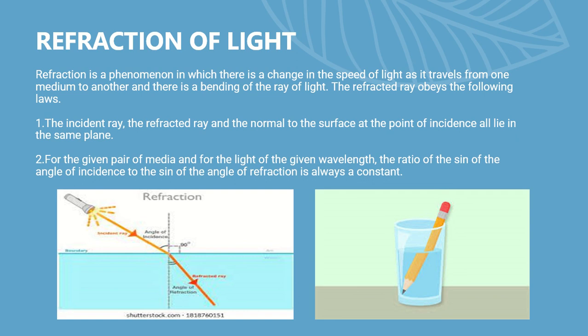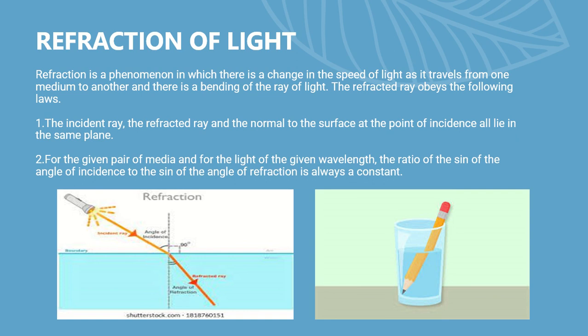There are two laws of refraction. The first one is that the incident ray, the refracted ray, and the normal to the surface at the point of incidence all lie in the same plane. The next law is, for the given pair of media and for the light of given wavelength, the ratio of sine of the angle of incidence to the sine of the angle of refraction is always constant.